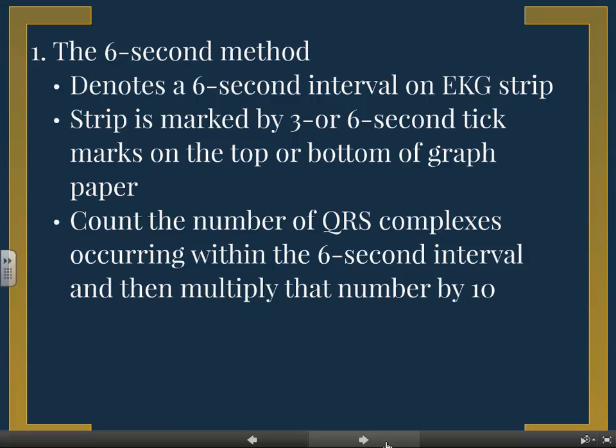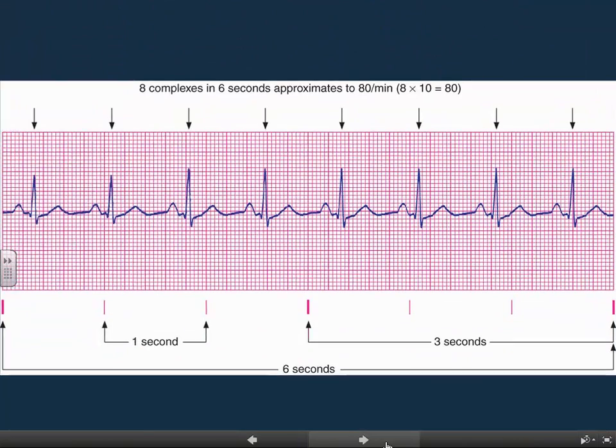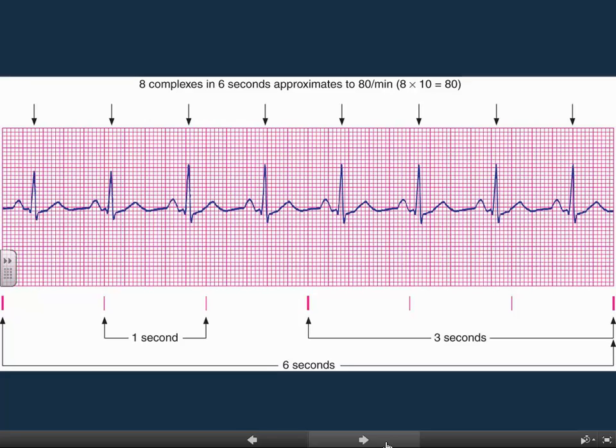All right. That may not be the most accurate way, but for probably 80% of your patients that you would need to do this on, which hardly, with technology now, you really wouldn't have to do it a whole lot. You're probably going to do that. All right. So this is a 6-second strip. I've got 8 complexes, 8 QRS complexes. It's going to be what?